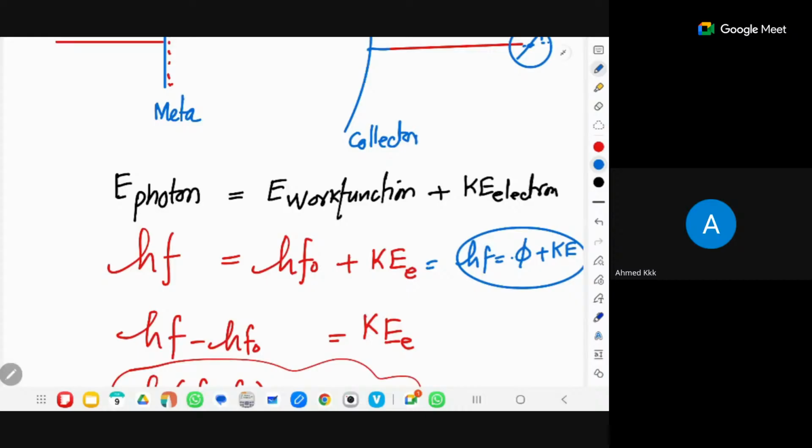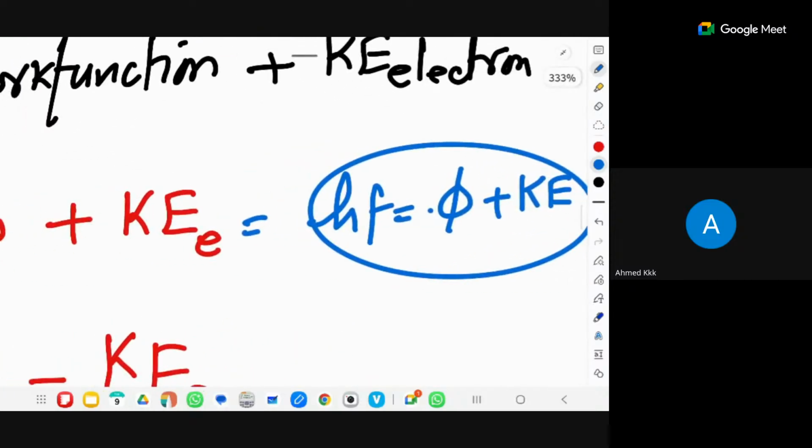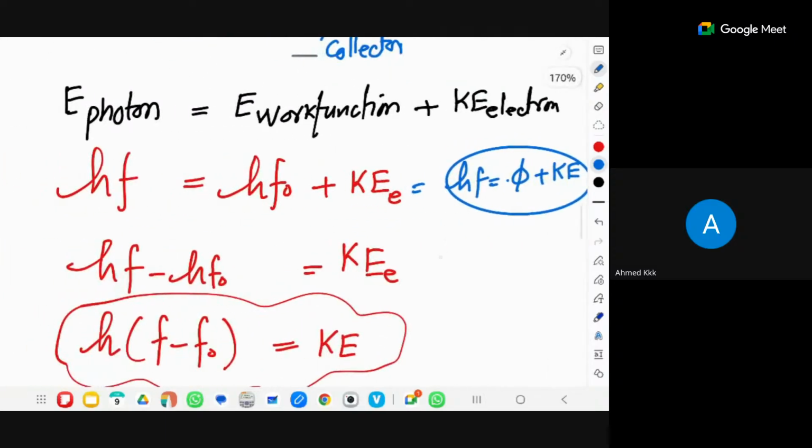Look, whatever the energy of the incident photon, it will be divided into two parts. One is equal to its work function, and the second is its kinetic energy. This can be written as hf equals work function plus 1/2 mv square. Are you getting this point?